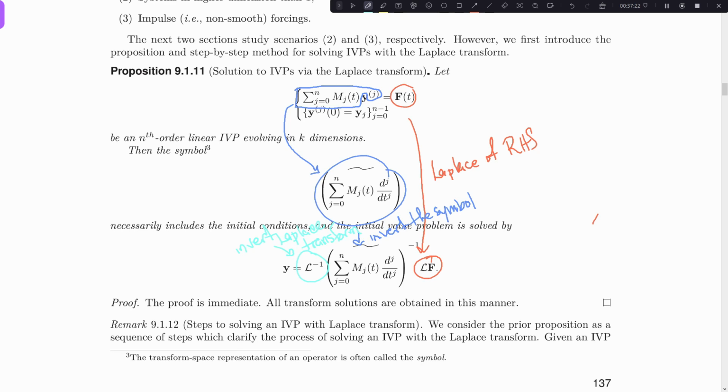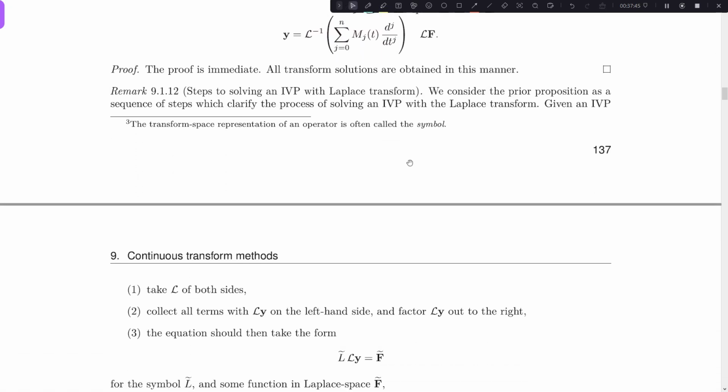And this is how we're going to go about solving IVPs with the Laplace transform. It's always 3 steps. Step 1 is always the Laplace transform of the right-hand side. Step 2 is always construct the symbol and invert it. Step 3 is always take the inverse Laplace transform of everything. So those are the 3 steps to solving with the Laplace transform. I provide it in step-by-step form right there.